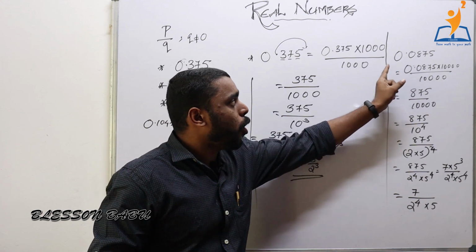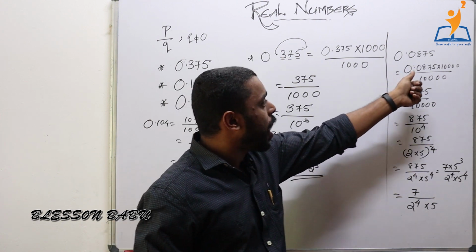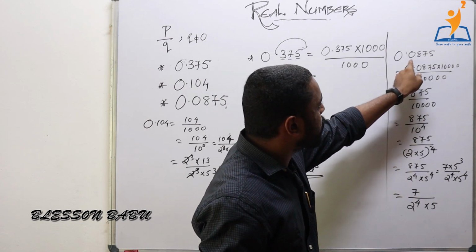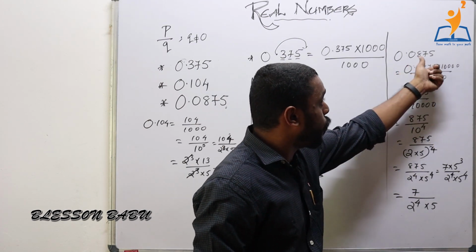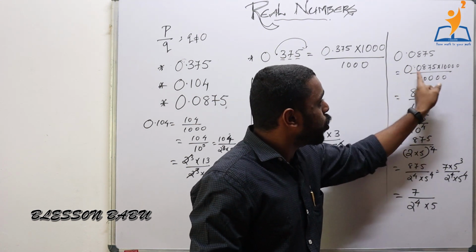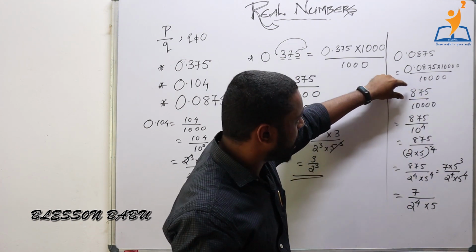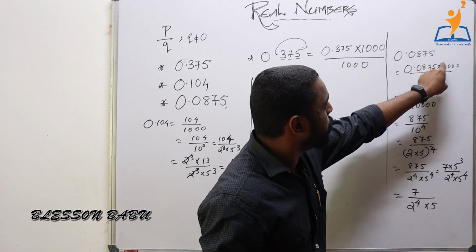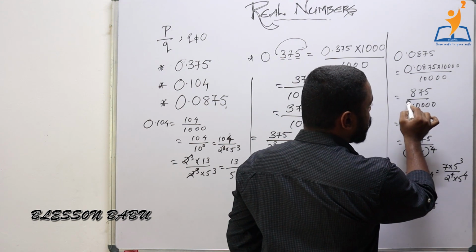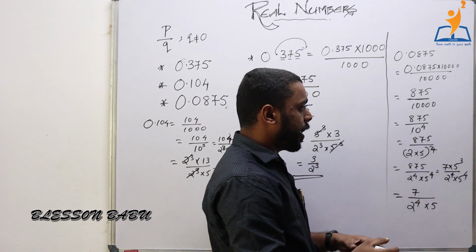So when we transform 0.0875 like this, we have to multiply it by 10,000 since we have 4 decimal places to the left. Similarly, we have to divide simultaneously by 10,000 so that the relation will still be valid. Then, when we multiply it by 10,000, the 4 decimal places will be transformed to the right. Hence we get 875 by 10,000. 10,000 is nothing but 10 raised to 4.